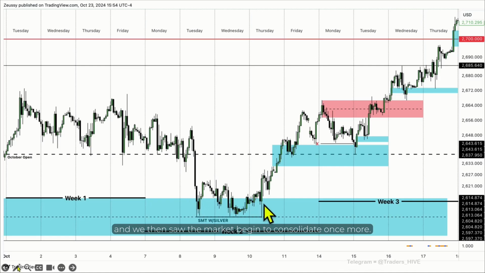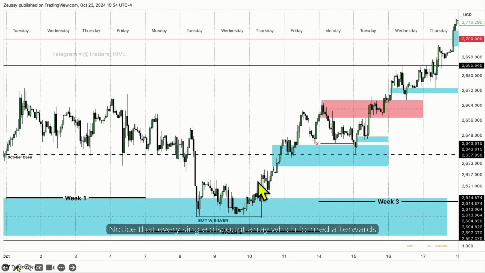We then saw the market begin to consolidate once more. What we then saw occur on Thursday was that gold created a lower low relative to the previous daily lows, relative to the Wednesday and Tuesday low. So we saw SMT here inside of that daily fair value gap with silver, because silver created higher lows. That right there shows you that there's a correct correlation between gold and silver, which are highly correlated markets. We then saw the market begin to reprice away from the daily BC and begin to expand towards the upside.